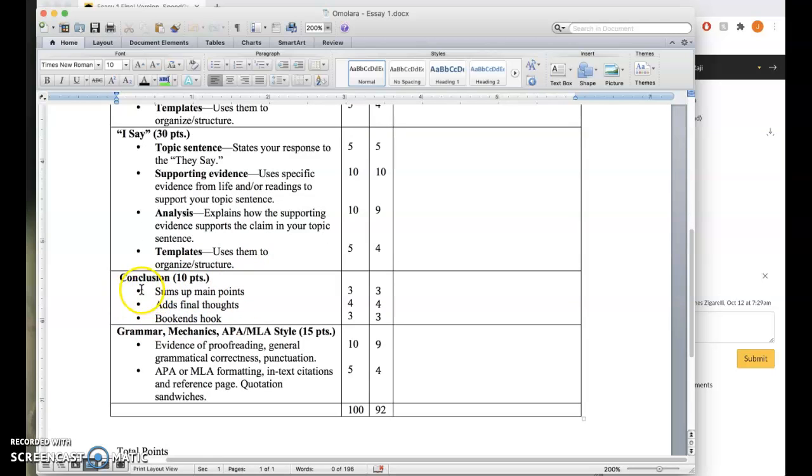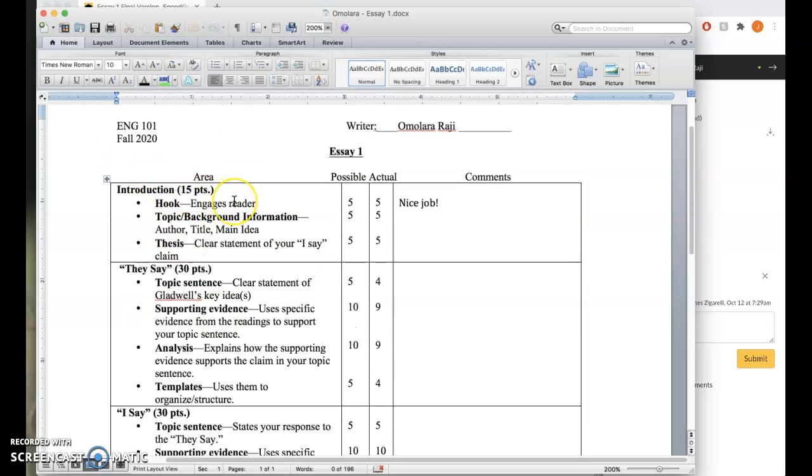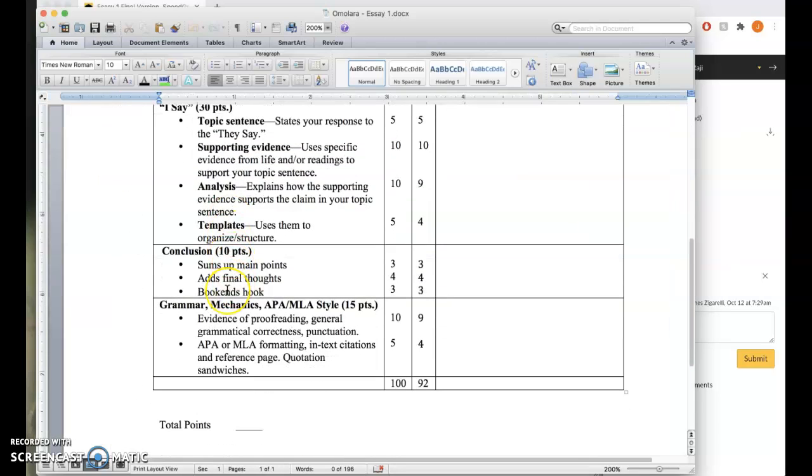And then in the conclusion, you should be restating your thesis. You should add a final thought, which is kind of like giving some new bit of information that still connects to what you're talking about. In a video earlier this semester, I gave you some different strategies for doing that. I said you could predict the future, you could point to the larger implications, or you could solve a problem. And then bookending the hook means, if you started with a question, you should now answer the question. If you started with a statistic, you would now come back to that.